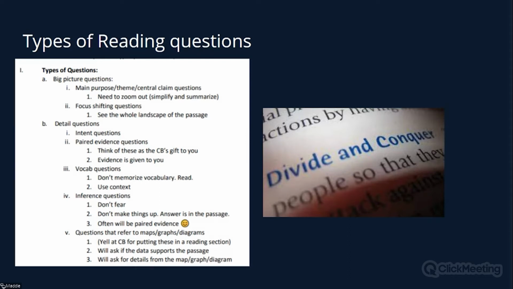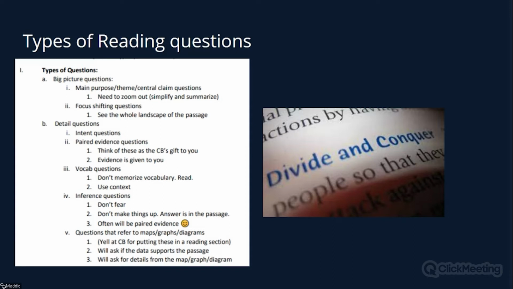With those types of questions, you're just going to need to be good with that sort of thing. It could ask you for the purpose of the whole passage, or it could ask you for the purpose of just one paragraph or line. So pay attention to that. And lastly, keep in mind whether the question's asking you for the purpose, the theme, or the claim, because there's a slight difference between those things.